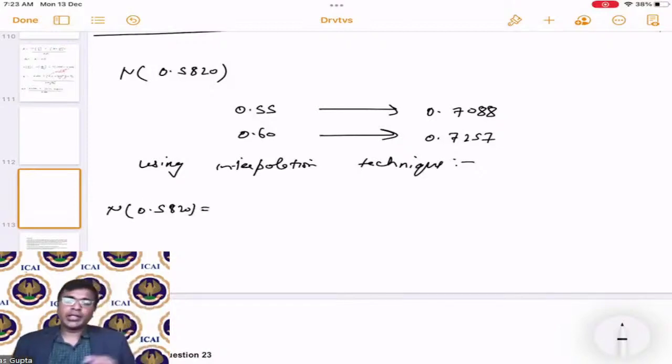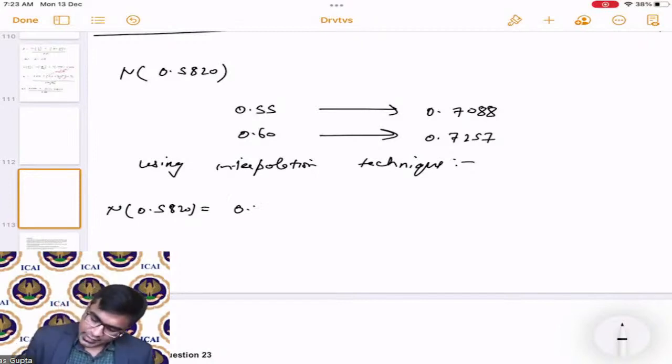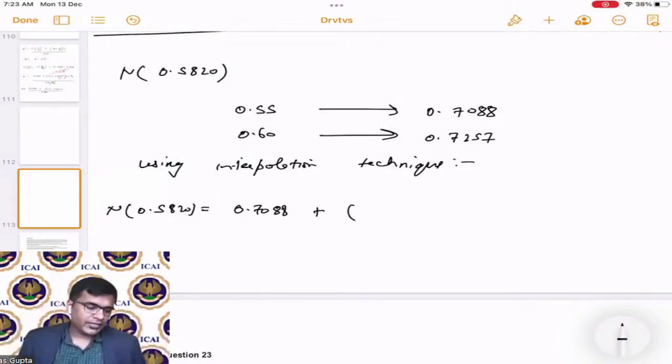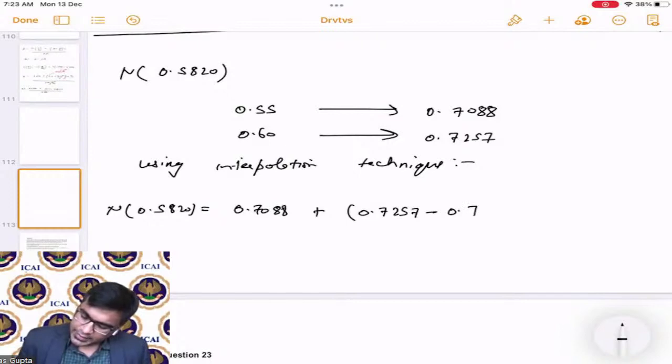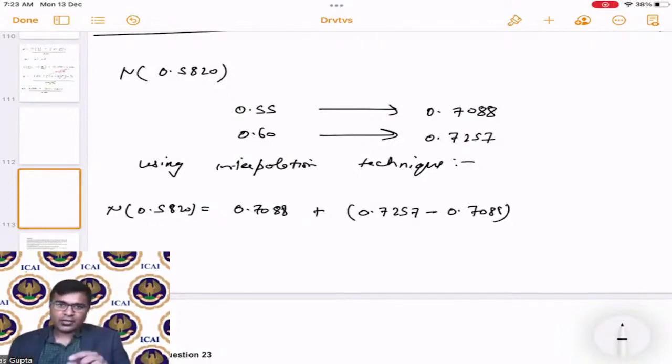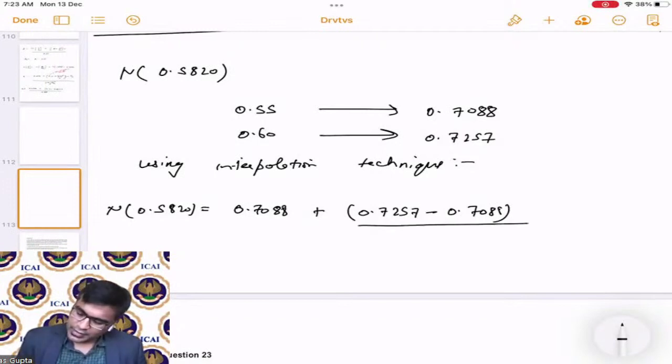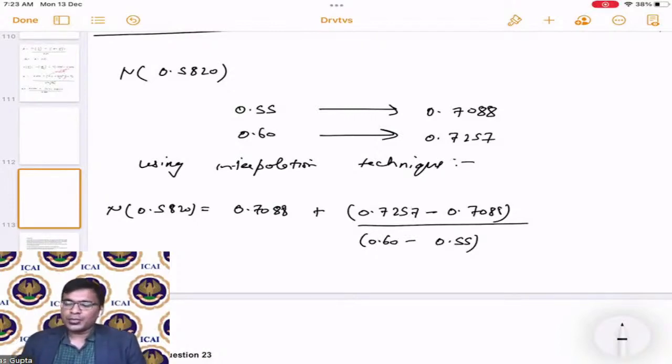N(d1) for 0.5820 is equal to the lower value, correct? 0.7088 plus the difference in the values, correct? Which is the upper minus lower value, 0.7257 minus 0.7088. This is the total step, that difference between 0.60 and 0.55, whole divided by the observation difference, which is 0.60 minus 0.55, correct?